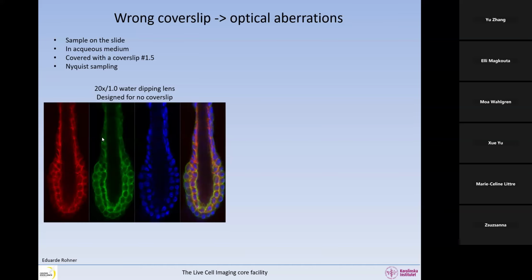Unfortunately, on this microscope, it was an upright microscope, and we had a dipping lens. And the dipping lens is designed to have no cover slip, but that's what he used. It's an excellent objective, 20x NA 1.0 water dipping lens, but it is designed to have no cover slip. And he was careful, so he used cover slip number 1.5. And he was really very careful with all his settings and everything. We will talk about Nyquist sampling next week.